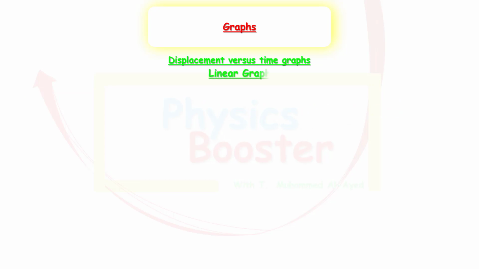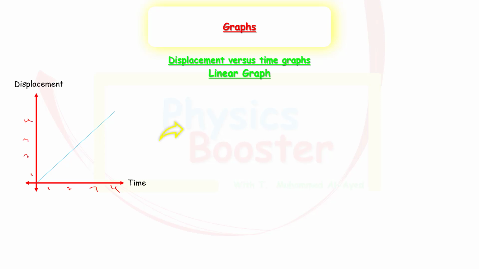Let's look at the second type of graph, the linear graph, okay? Now, let's try to study the relationship between displacement and time in this graph. Let's give certain values, for example, 1, 2, 3, 4, etc. And here we have values 1, 2, 3, 4, etc.